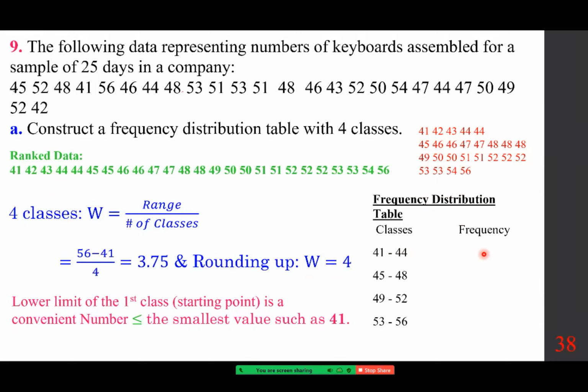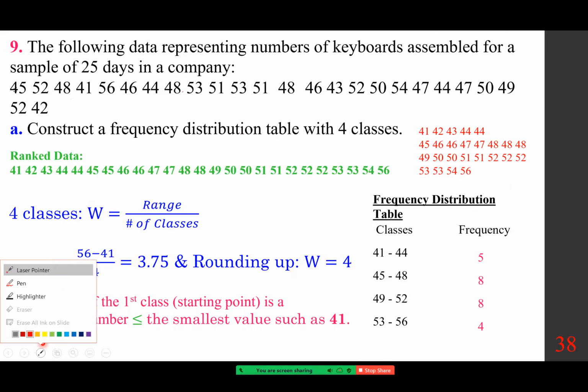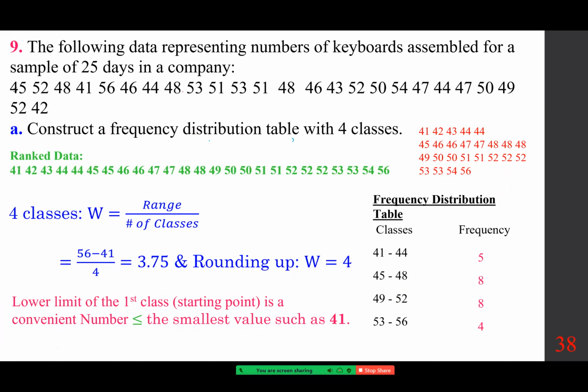And that means 5. From 45 to 48, we are here. And that means 1, 2, 3, 4, 5, 6, 7, 8. So I put number 8 here. From 49 to 52, again, we counted as 8. And the last one. So that's how we come up with the frequency distribution table. So we made up the frequency distribution table.